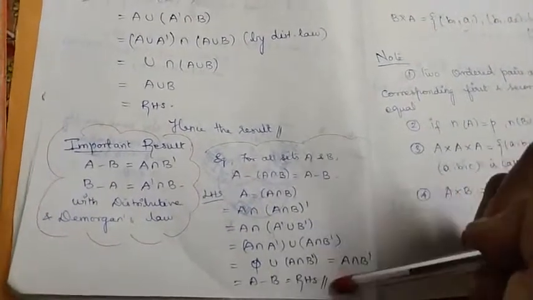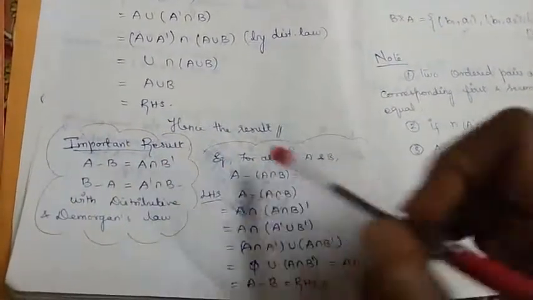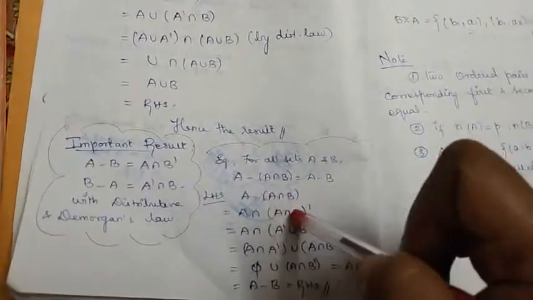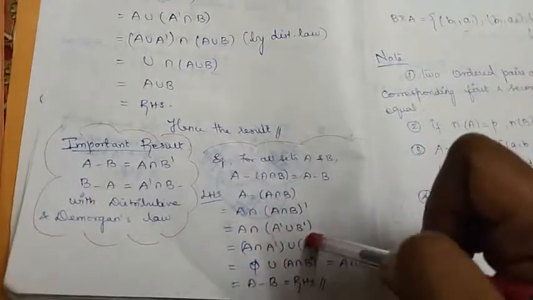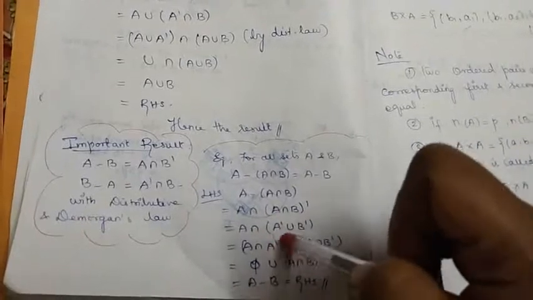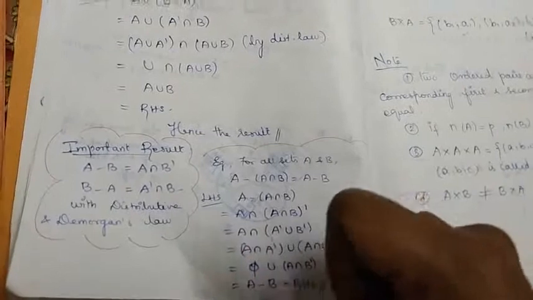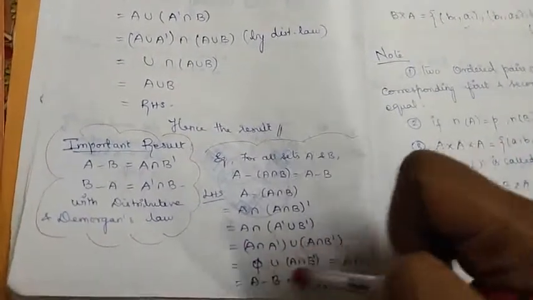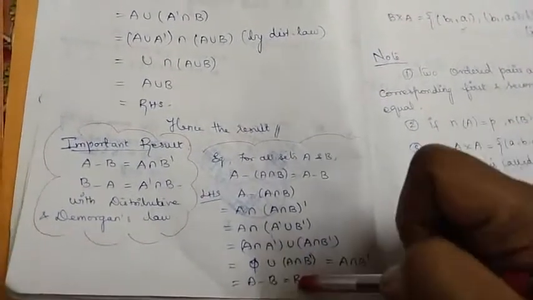Why is this true? A minus A intersection B can be written, using this, as A intersection B the whole complement. Again by applying De Morgan's law, this can be written as A dash union B dash. Now apply the distributive law: A intersection A dash union A intersection B dash. Now A intersection A dash is empty, union A intersection B dash. An empty set union any set gives you that set as the answer. But A intersection B dash is nothing but A minus B.